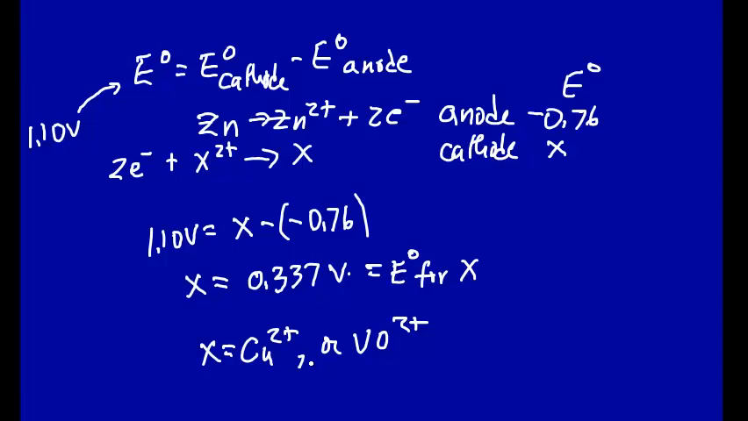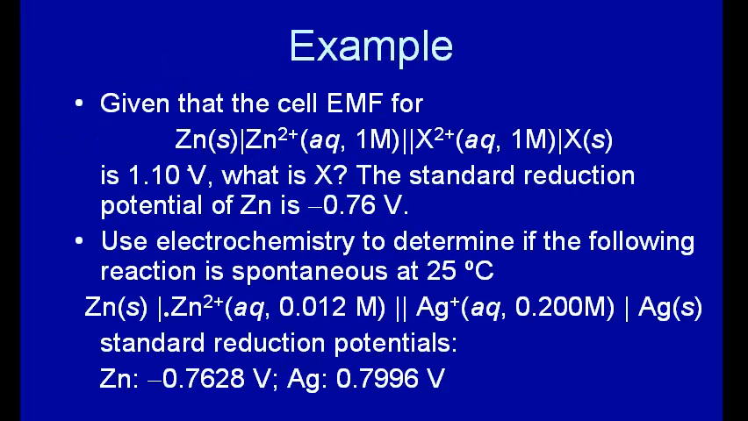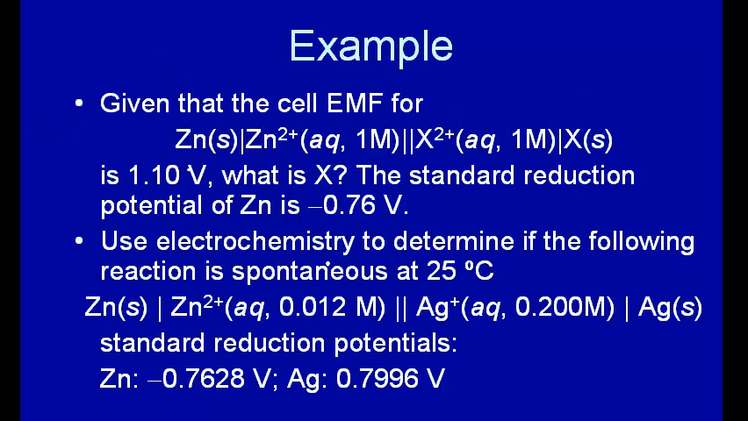All right. Now, let's do this second example in this slide. Let's see if the following reaction is spontaneous at 25 degrees. Now, in contrast to this example where you have 1 molar, so you just have to figure out what standard cell voltages are, for this case, you have non-standard state conditions, so we're going to have to use the Nernst equation. Okay, so let's do that. Well, first of all, let's write down what the two reactions are. Zinc going to zinc 2 plus, and silver plus going to silver.